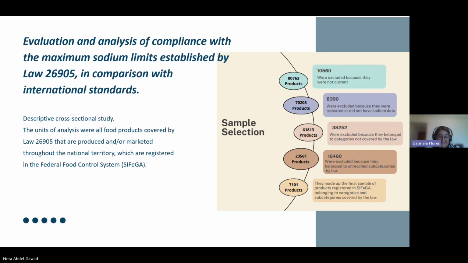Okay, the next. Since enactment, the law in Argentina has established mandatory sodium limits in various food categories. To evaluate compliance with these limits and compare with the international standard, a cross-sectional descriptive study was conducted. The unit of analysis included all foods covered by the law and registered in the Federal Food Control System. A sample of 80,763 foods was initially considered. After consolidating the database, we analyzed a final sample of 7,101 foods that had complete information, were currently marketed, and fell under the regulation.